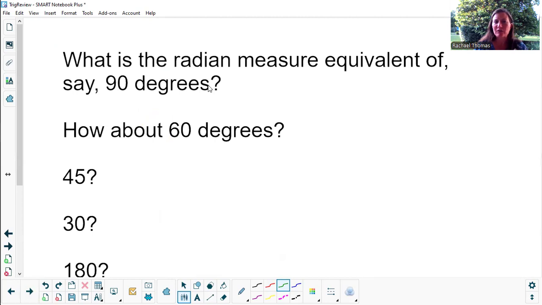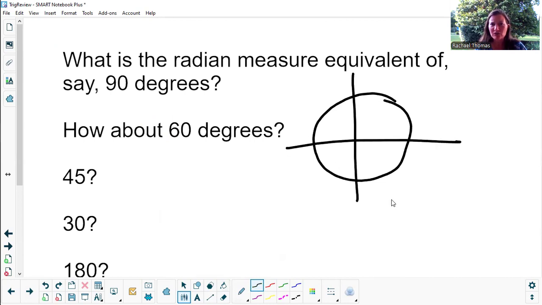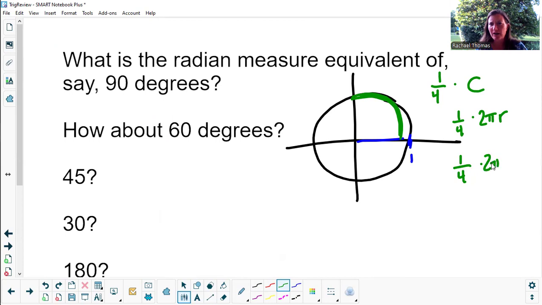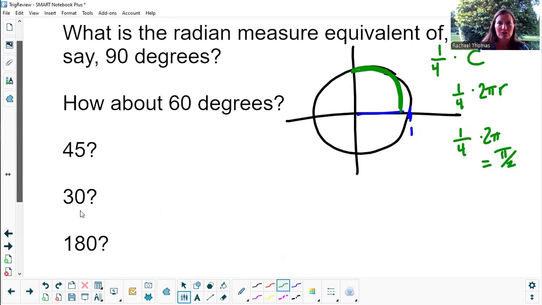So let's just say for giggles, I wanted the radian measure of 90 degrees. What I'm asking you really is, if I take a unit circle, a circle of radius 1 unit, and I take a 90-degree angle, how long is that arc? You might recognize that it is 1/4 of the whole circumference of that circle. That would be 1/4 of 2 pi r. R here is 1, so 1/4 of 2 pi gives me pi over 2, or what I would say, pi halves.